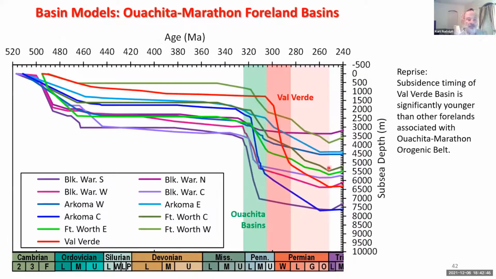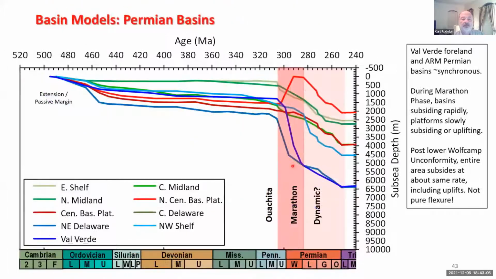So to reprise the discussion on the Ouachita system, these are all the basin models from the Ouachita basins, excepting the Val Verde, which sticks out like a sore thumb as a younger, rapid flexural subsidence here. And if we overplot the Val Verde, now shown as this dark blue line, with the Permian Basin, we see that they're really pretty much synchronous. We're talking about upper Penn subsidence, some subsidence in the Mississippian that you see here, but mostly uppermost Pennsylvanian.